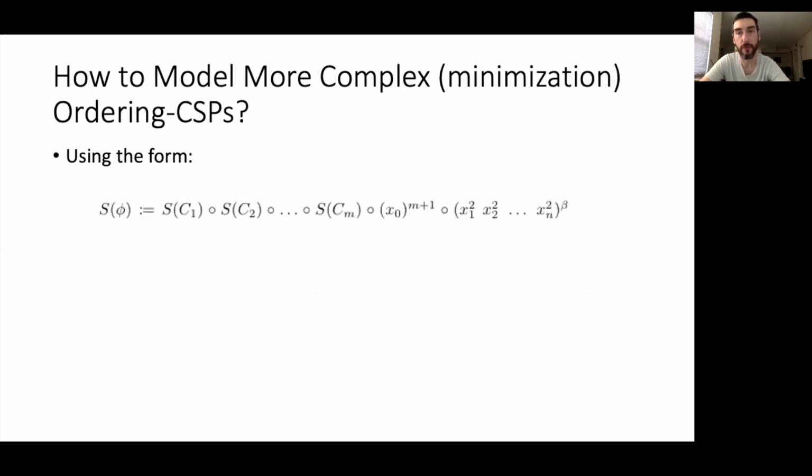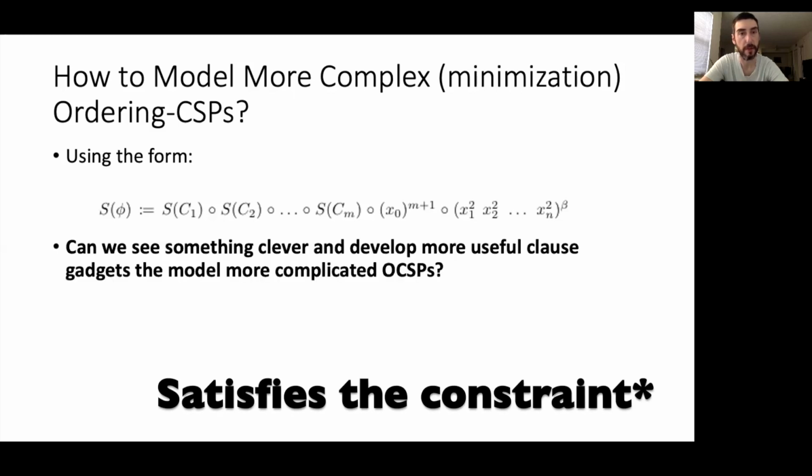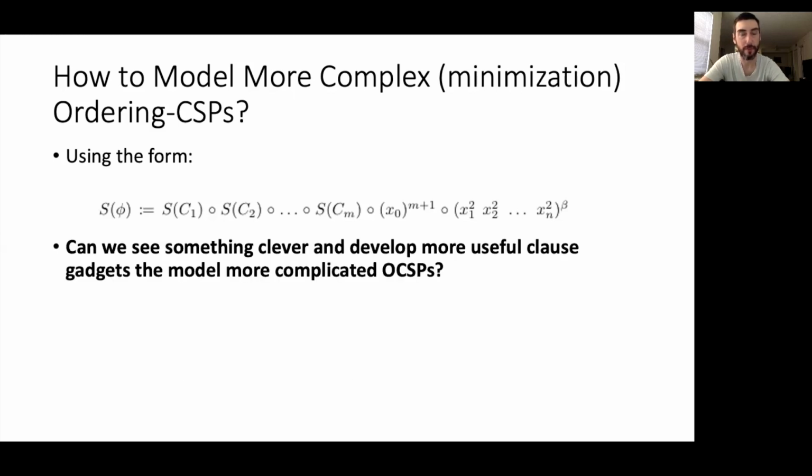If we use the same form that we had from the last problem, now the question becomes, how do we find these SCIs so that the number of factors is controlled according to whether or not the ordering satisfies the problem? And so we look at this for a while and think, well, is there something clever that we can observe about the way that these factorizations happen that would let us design a really effective gadget for this problem?